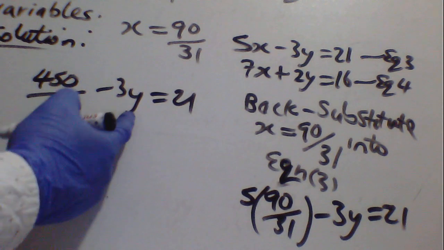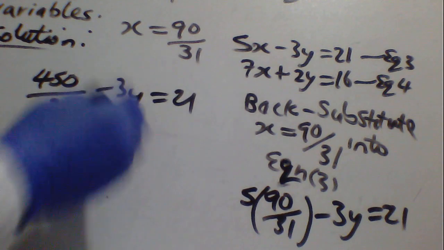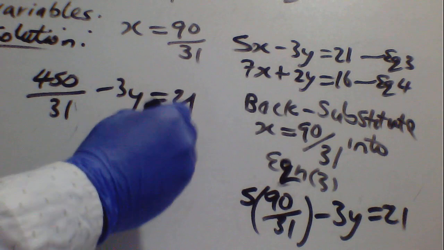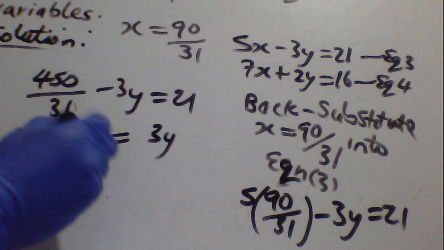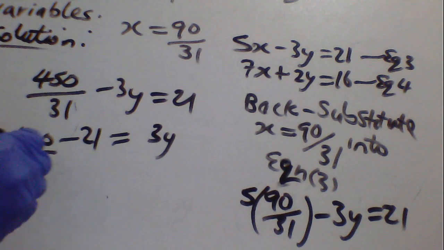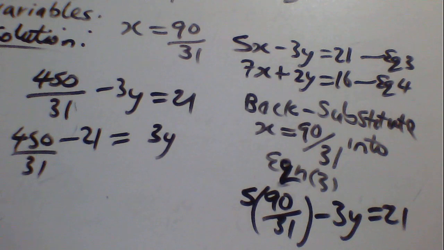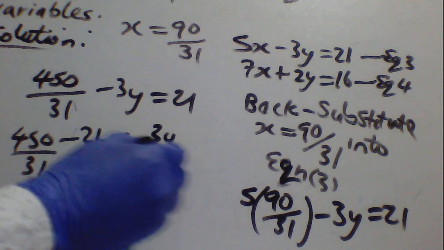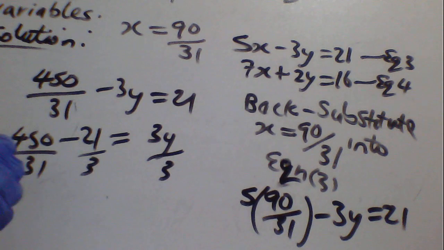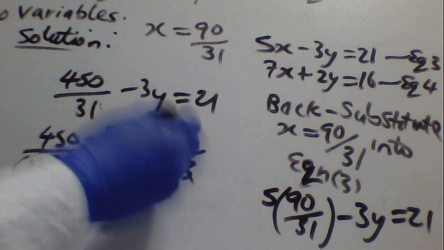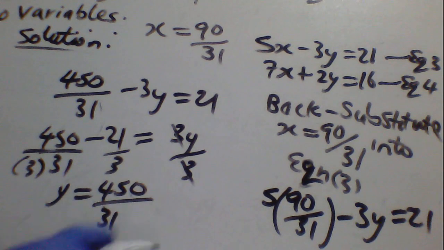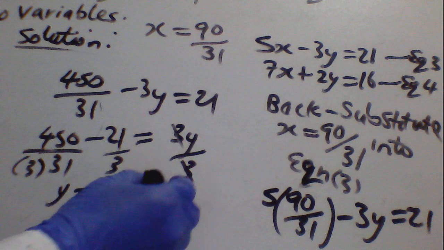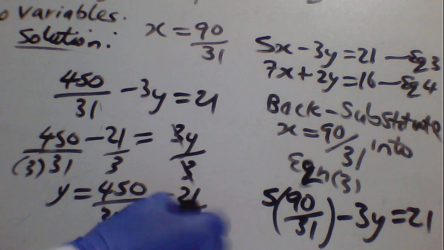So making 3y the subject, if it crosses to the other side of the equation, the right hand side, it becomes what? It becomes 3y equals 450 over 31 minus 21, since 21 crosses this side and becomes minus 21. Then you write this value. So once we have done that, for simplicity, divide both sides of the equation by 3. So we have y equals 450 divided by 31 bracket 3 minus 21 over 3.